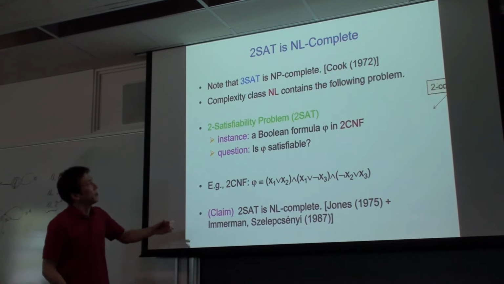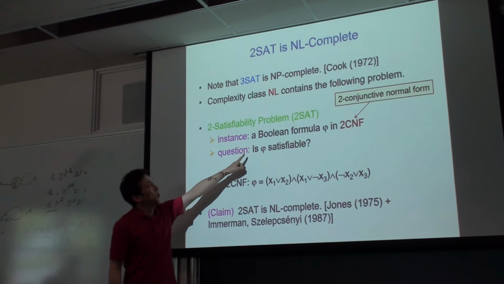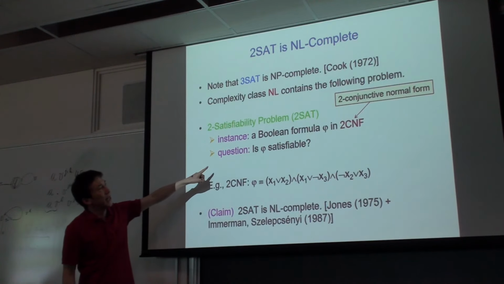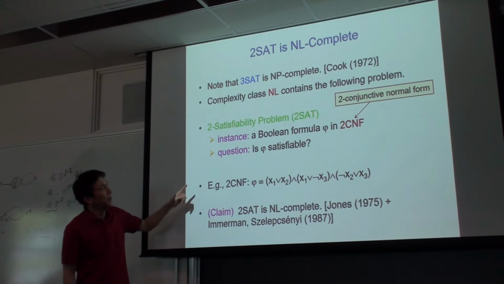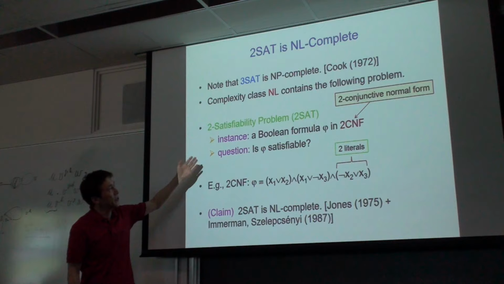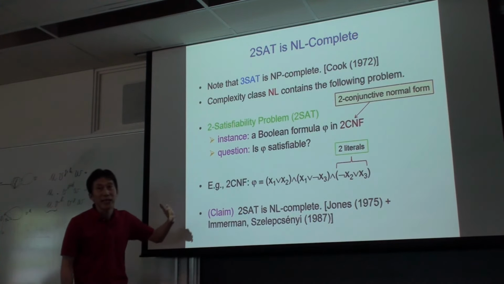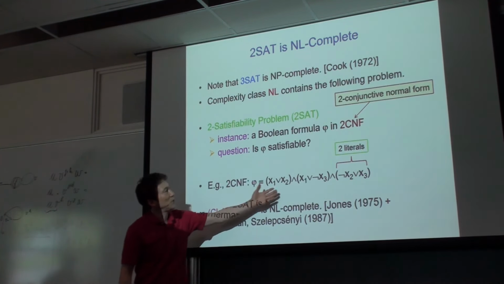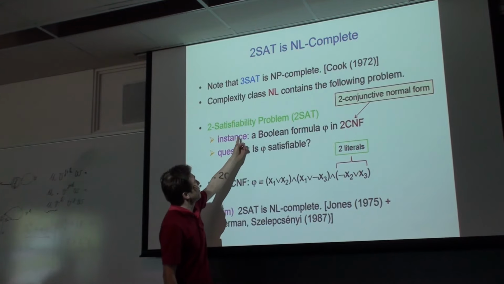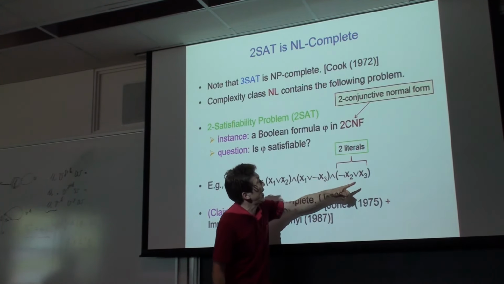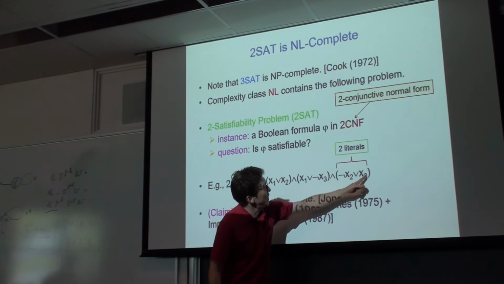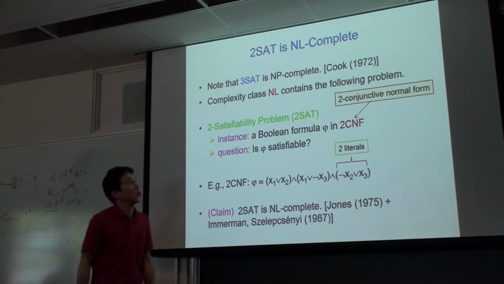Just to give you one example here: a Boolean formula in 2CNF form is given. Then we have to decide whether this particular formula is satisfiable or not. For example, here the 2SAT, 2CNF means each clause has at most two literals.